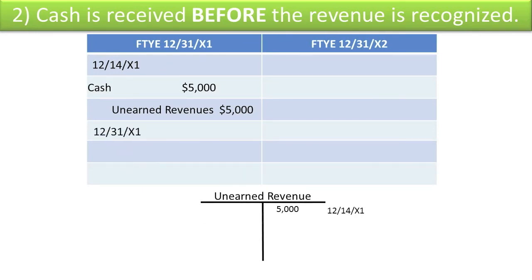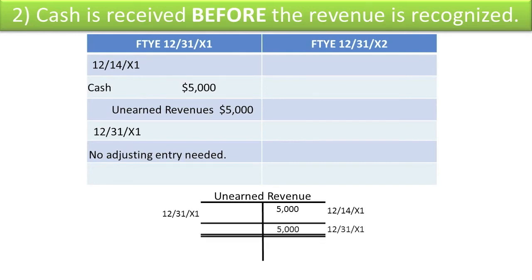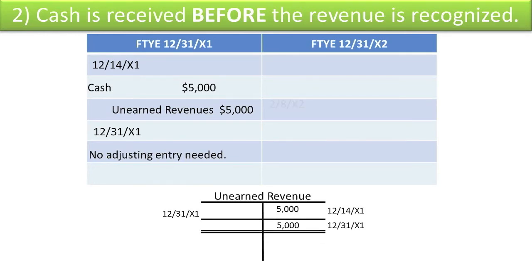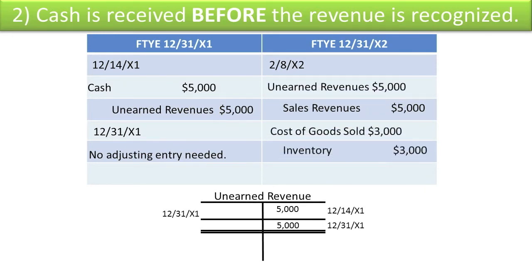As of the end of X1, no adjustments are needed because he hasn't done any work to earn that revenue. So the ending balance is still $5,000. In the following year, when he actually does the work, he's going to recognize revenue of $5,000 and reduce this liability by debiting it. He also needs to recognize the related expense, which is $3,000.